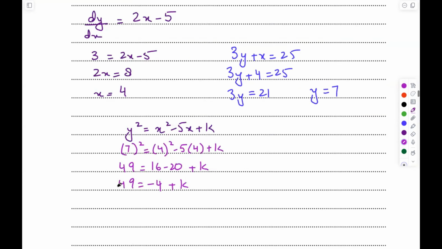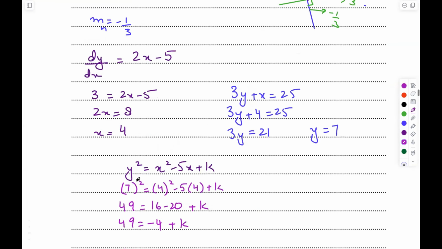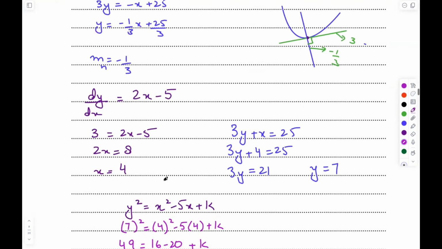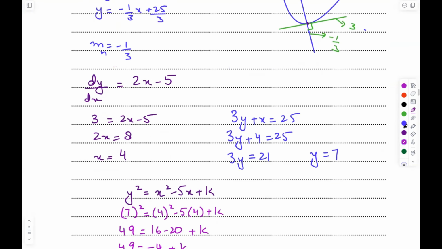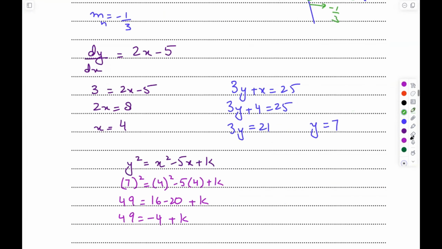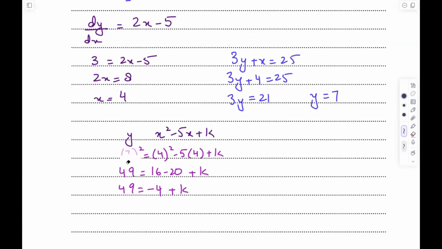So 4 will go on the left hand side, and so there is a small problem. This is y equals x squared minus 5x plus k. So this is not y squared, this is just y equals 7. So there's a small correction over here. This will be just y equals 7 up here.